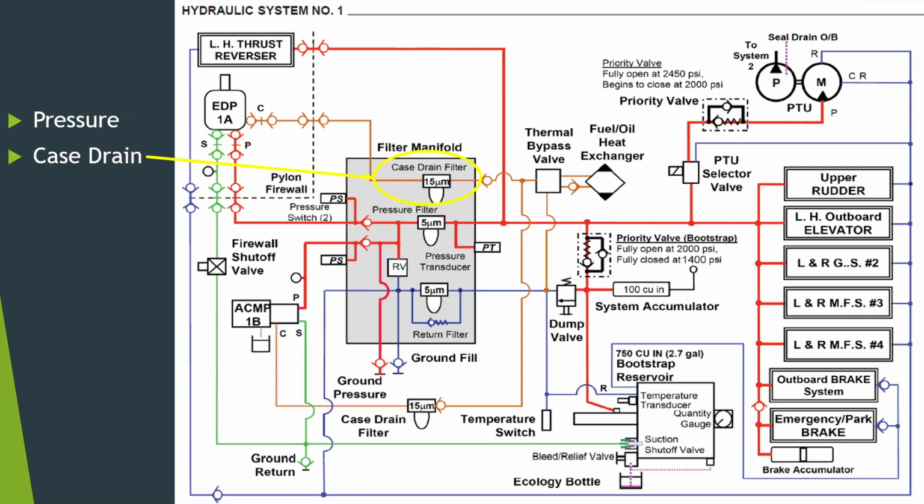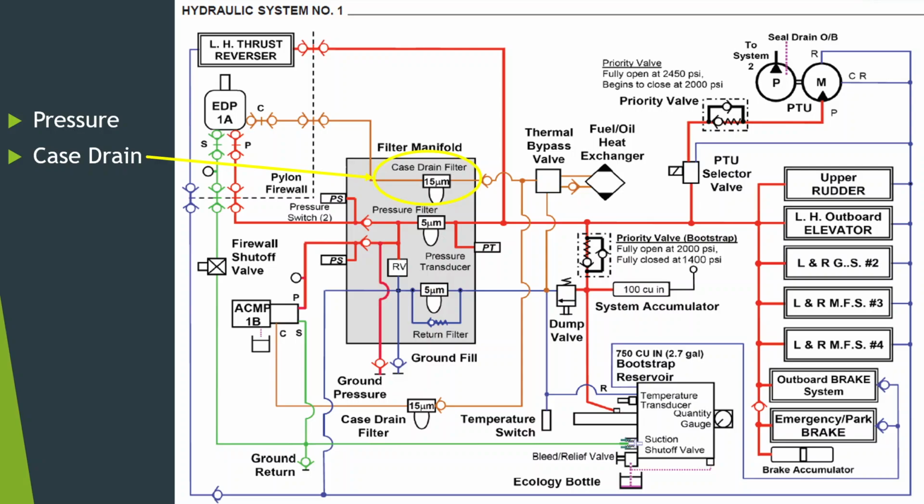The case drain right here, you can see, comes off of the case drain side of the pump. There's one here. If we look at our AC pump, it also has a case drain filter down here. Those are 15 micron. Again, those are looking more for pump chunks rather than dust and dirt. And those are going to filter that case drain before the fluid goes to the heat exchanger, which is right here. And then eventually that fluid goes back to the return side.